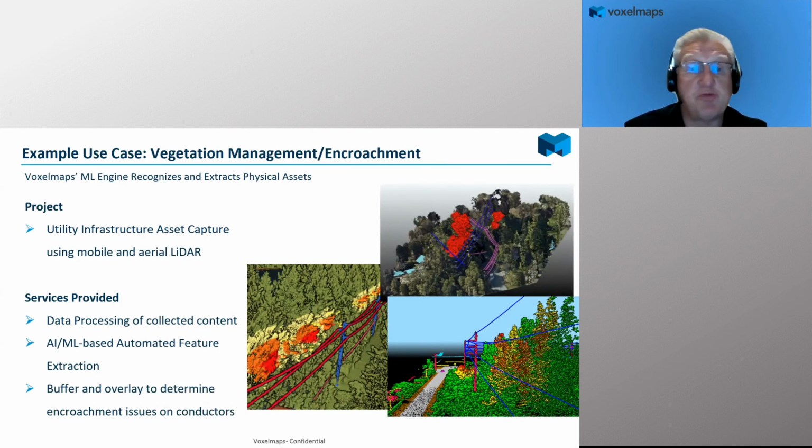Vegetation management and encroachment. So in this case, asset capture using both mobile and aerial LiDAR. So you can use both and merge the two together. And we did the data processing of the content and then the automated feature extraction of the poles, the conductor wires, vegetation, et cetera. And then from that, do a buffer and overlay, a buffer around each conductor line at various distances, seeing where we had encroachment issues on those conductors, and then identified the vegetation, the location, and the amount of vegetation for work order submittal.